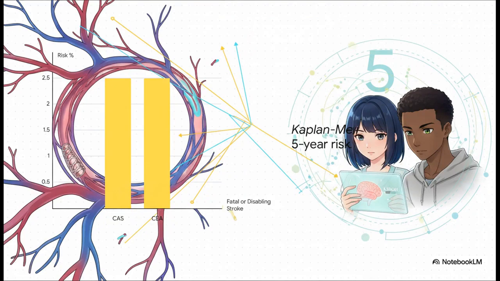And for me, this is perhaps the single most important result of the entire trial. If you look at the 5-year rate of fatal or disabling non-procedural stroke, the outcome we're all most concerned about, the rates were identical. They were approximately 2.5% in both the CAS and CEA groups. That's a very powerful finding.